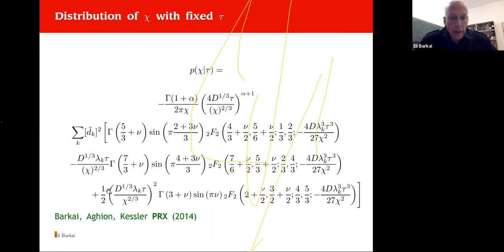So here is what we find for the Bessel process. It's not so informative. This is the joint density of chi given tau, and it's given by an infinite sum of these hypergeometric functions. Inside we have this nu, this alpha, and also some eigenvalues, these lambda k's and these dk's, which are properties of the eigenfunctions of the Fokker-Planck operator. Again, the full details are given here. I'm just going to show you the figure.